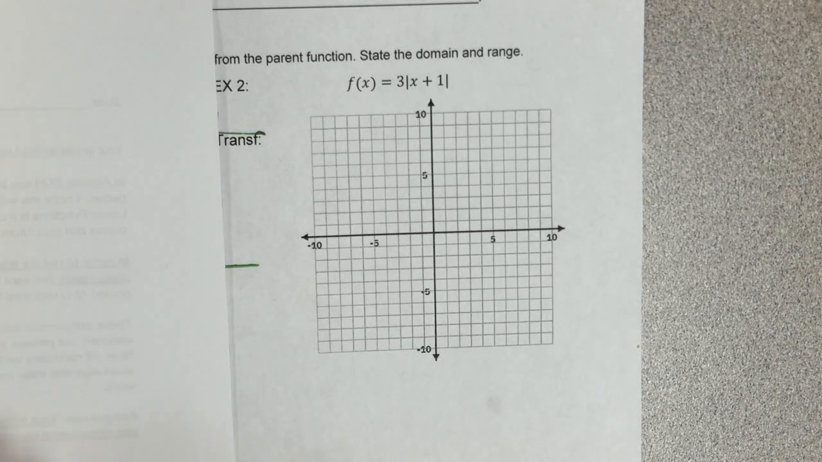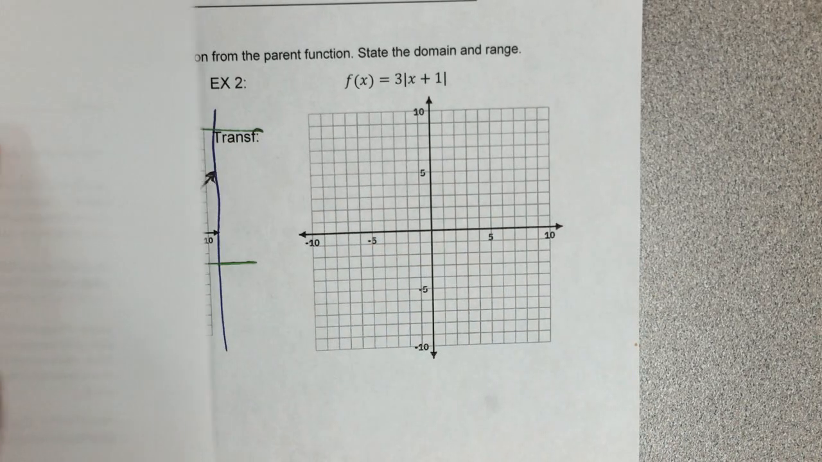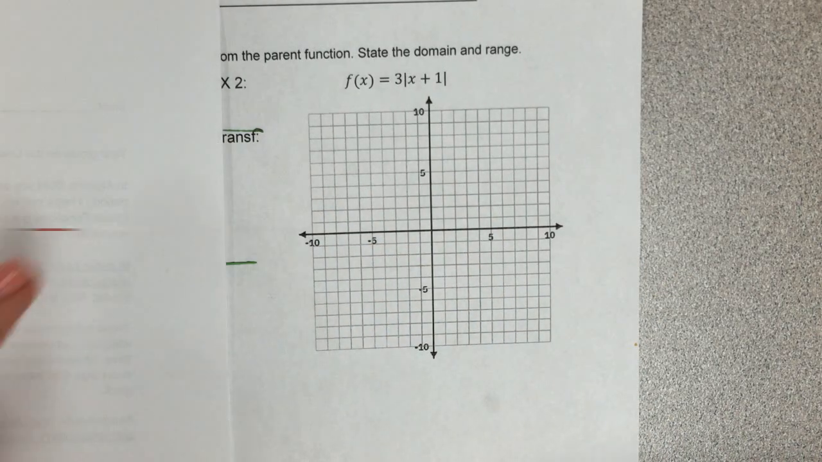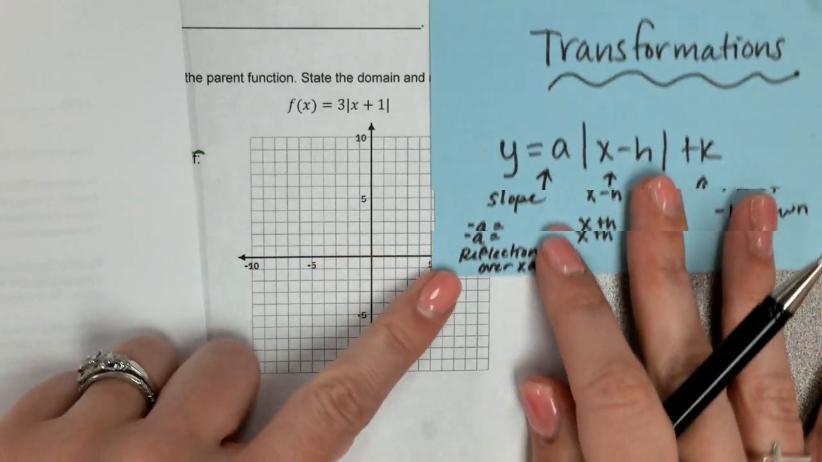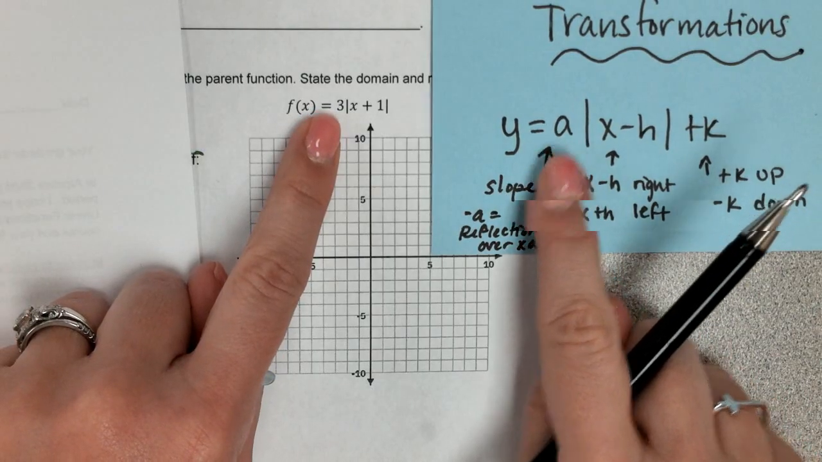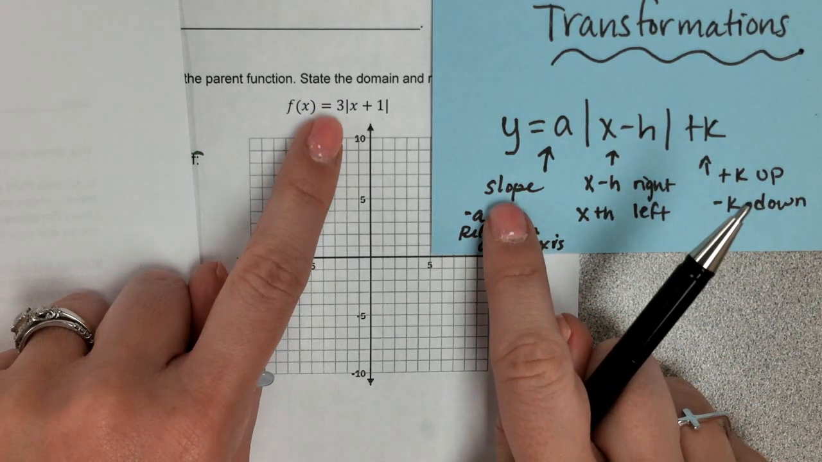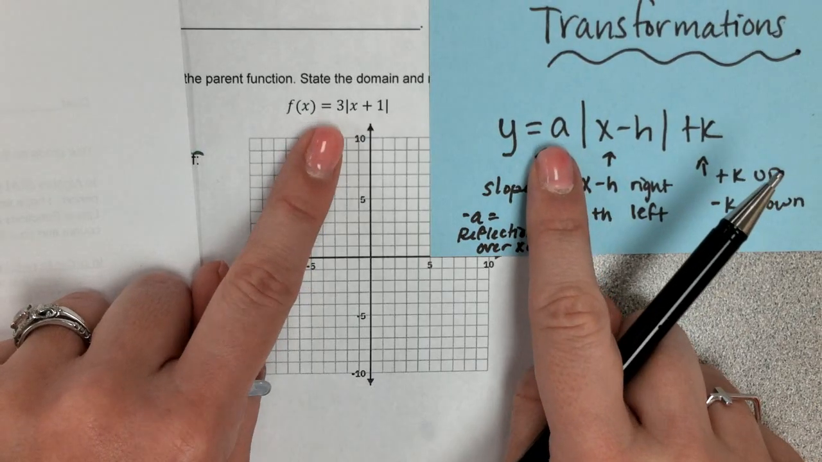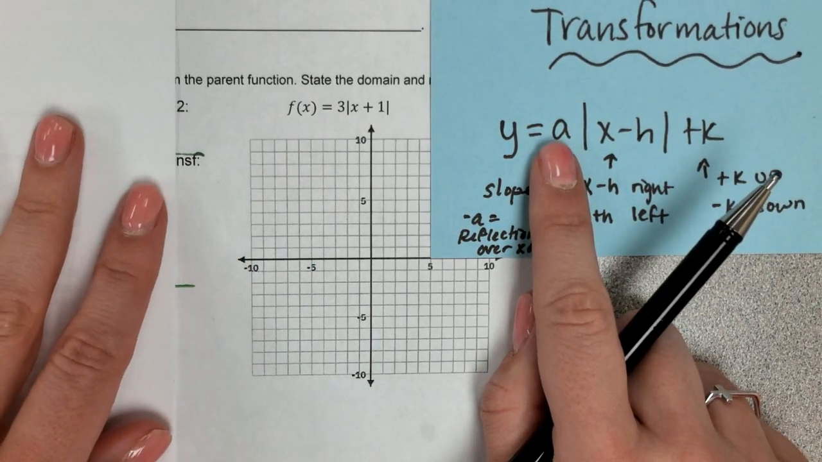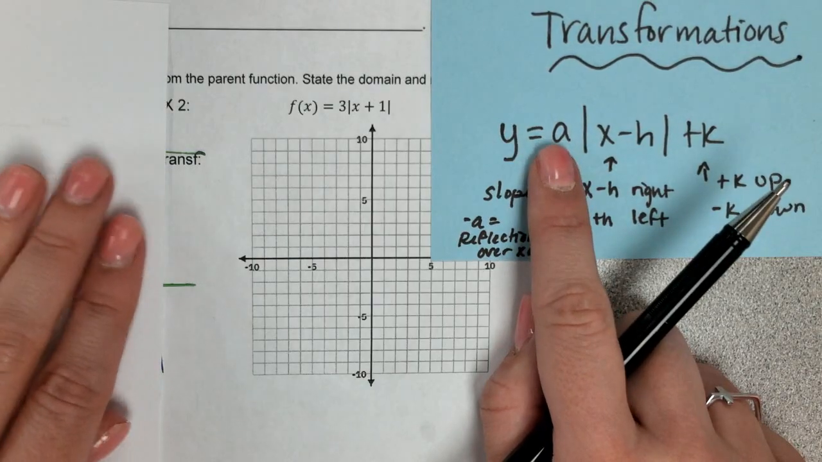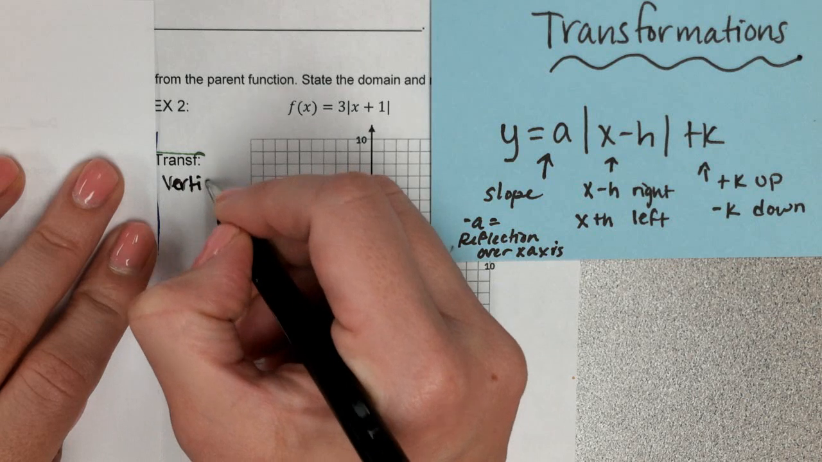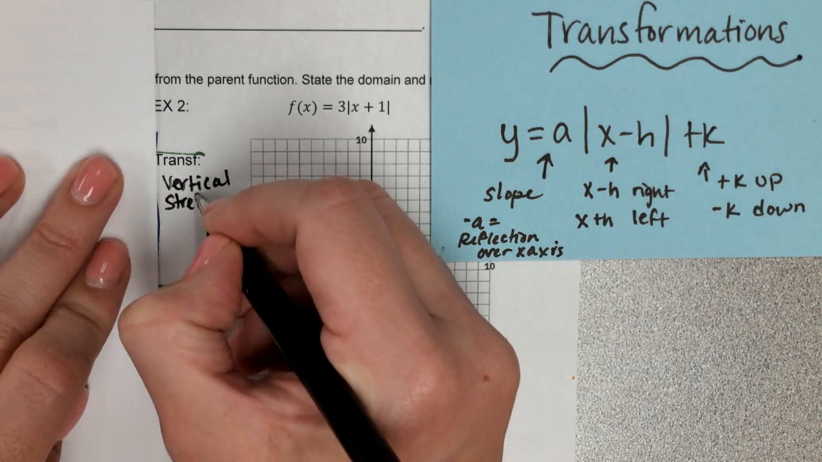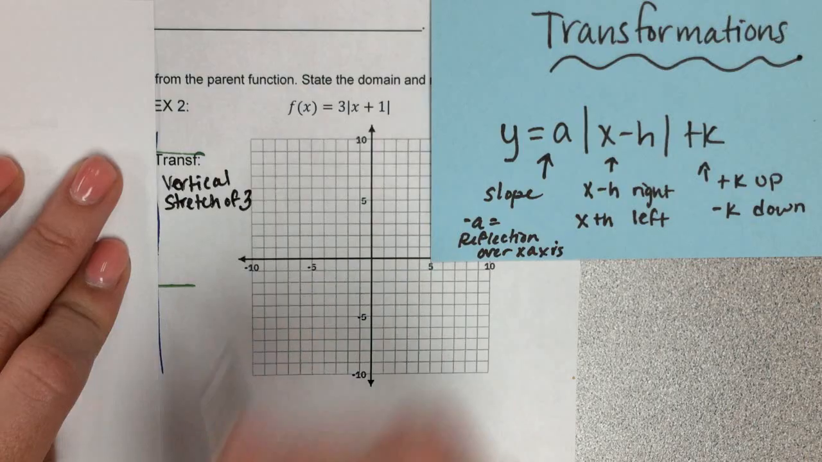All right, let's look at example 2. Same thing, we want to state the transformations, we want to graph, give the domain and the range. So for number 2, we have an A value here. That indicates the slope, okay? But as far as a transformation, it means that it is either a vertical stretch or a compression. And since that's greater than 1, it's a vertical stretch. So vertical stretch of 3.